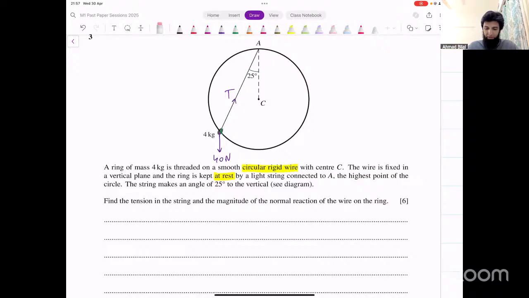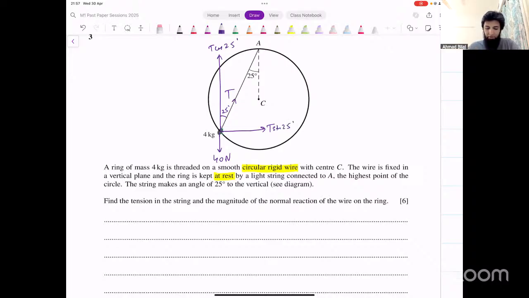Let's think about it. If this is 40 Newton, what are the components of weight going to be, of tension going to be? Tension has this component. That's one component for tension. This is another component for tension. If this angle is 25 degrees and this angle here is also 25 degrees, the component acting adjacent to the angle, that's T cos 25, and the component acting on the other side of the angle, that's T sine 25.